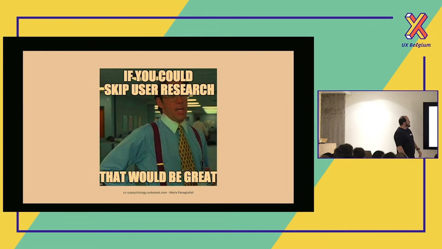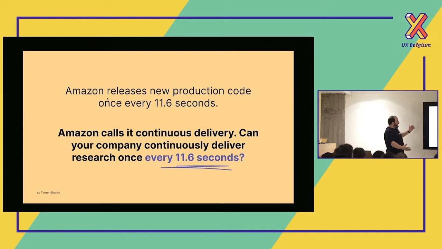So this is something that we hear most of the time: yeah, okay, user research, it's nice, but if we could skip it, it would be great. Well, we've got a fact that Amazon, okay, it's Amazon, releases new production code every 11.6 seconds, which means, could we do that with research? The idea should be yes.